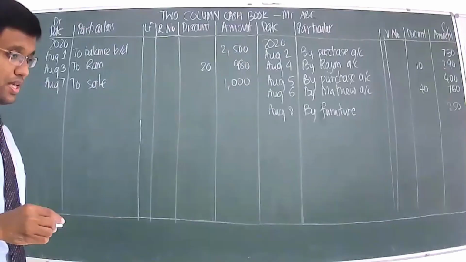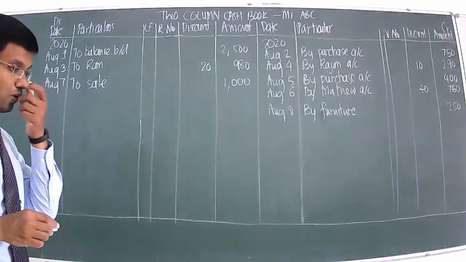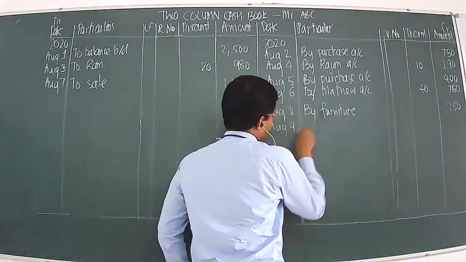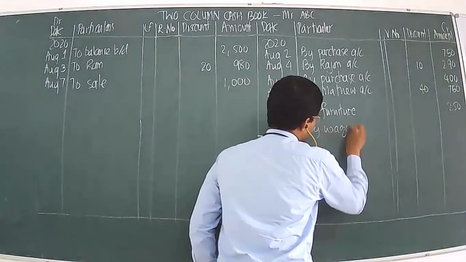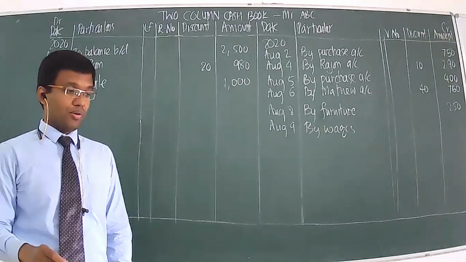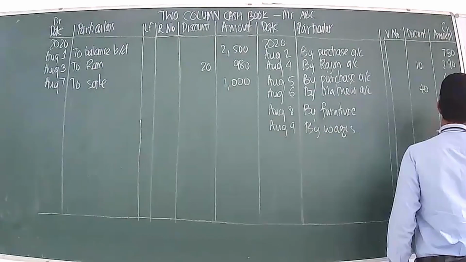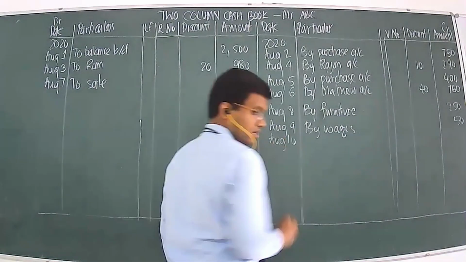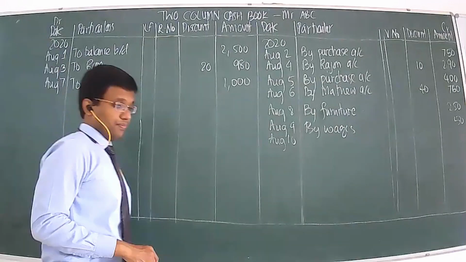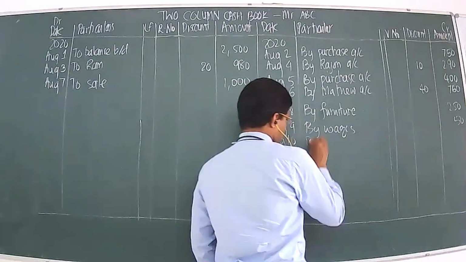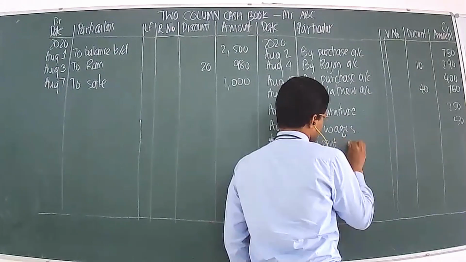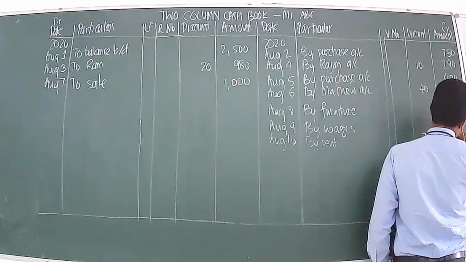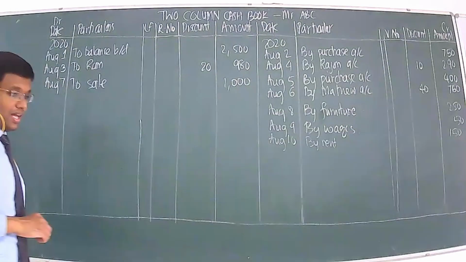Next is paid wages. So when you pay wages, what happens to the cash? Cash would be going out. So August 9th, by wages, and the amount is 50. Then next is August 10th. What is happening on 10th of August? You're paying rent. So by rent, and the amount is 150. Let's look at the last transaction.